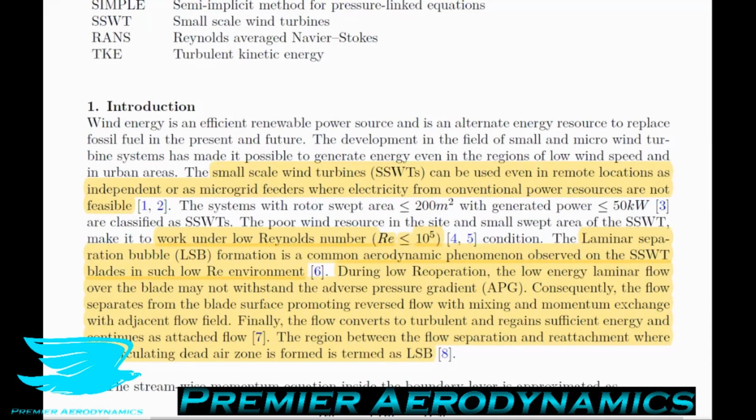Laminar separation bubble formation can occur typically in this Reynolds number range, which is between about 50,000 and 200,000. So it could be a little bit more, could be a little bit less, depending on the roughness of the surface and or the turbulence intensity level.